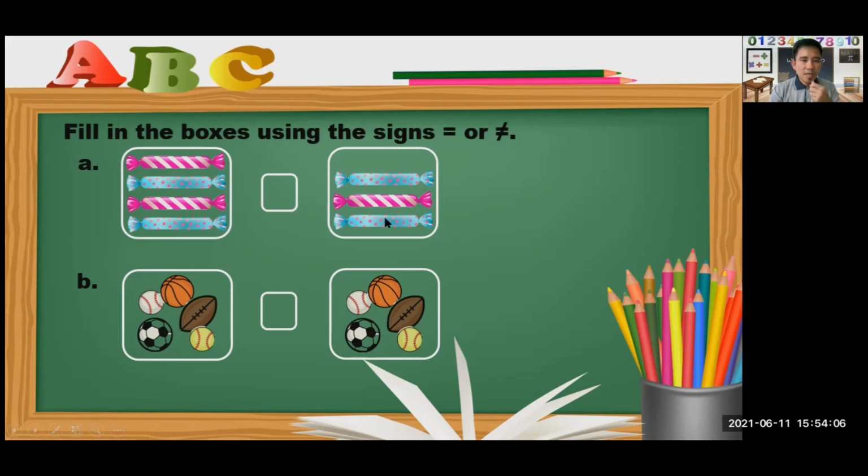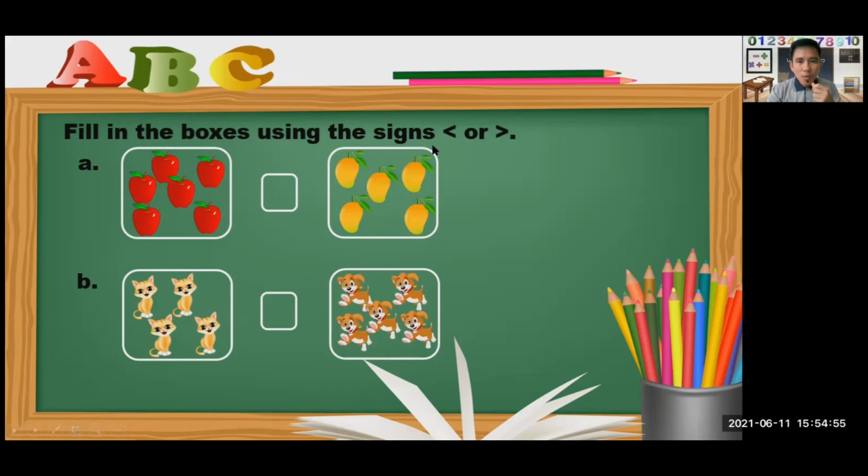So 4 and 3, that means equal or not equal? Which symbol? This one is equal and this one is not equal. Now the correct answer here is not equal. Not the same means not equal. Okay, don't forget. Now in letter B, as you can see here, there are 5 kinds of ball. On the other side, the same, 5 kinds of ball. So because they are the same, the correct answer here is equal to. Okay, very easy.